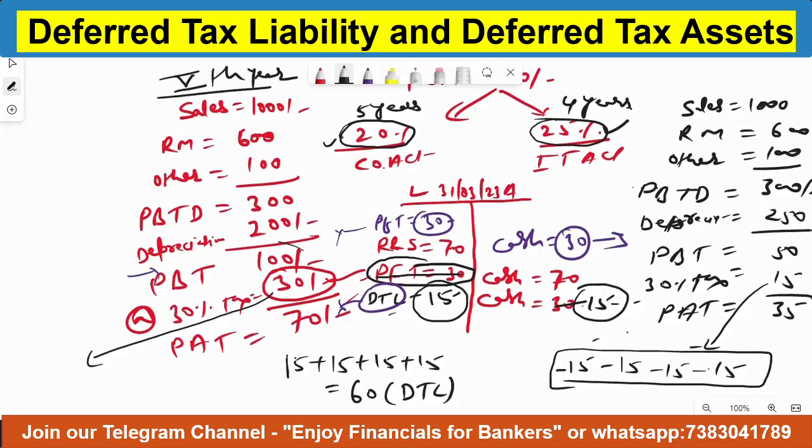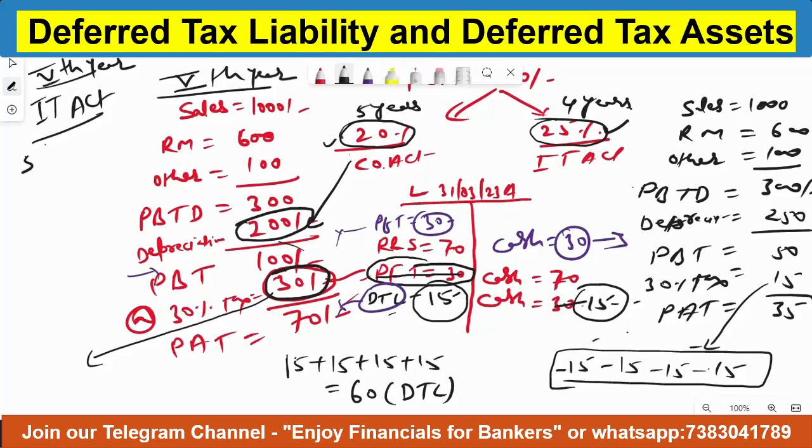So in the fifth year also, the company will debit 30 rupees as tax as per the Company Act. Why? Because in the fifth year also the depreciation as per the Company Act will be 20%. But as per the Income Tax Act, the fifth year situation will be different.